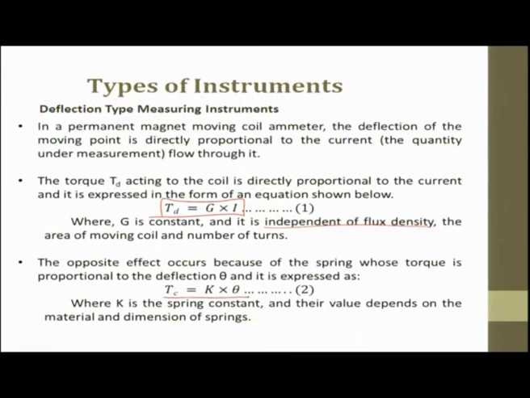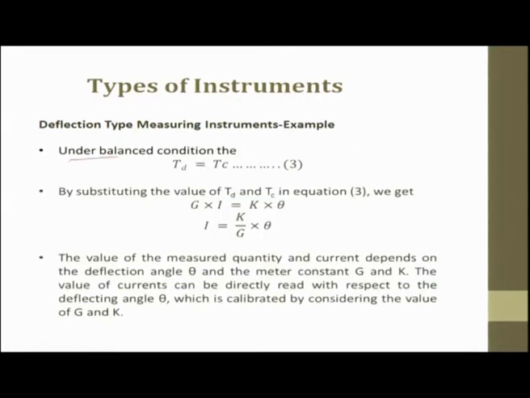So, one is TD, the TD has to be balanced by TC, right. When TC has to be balanced, we always talk about the spring constant, and its value depends on the material and the dimension of the spring. So, the sensitivity of the spring is directly proportional to the dimensions and the material which we choose. Under the balancing condition, TD should be equal to TC. So, now when we substitute all those things, G into I equals K into theta. So, now we know for the current carrying through the coil, this is a constant parameter and this is an angle.